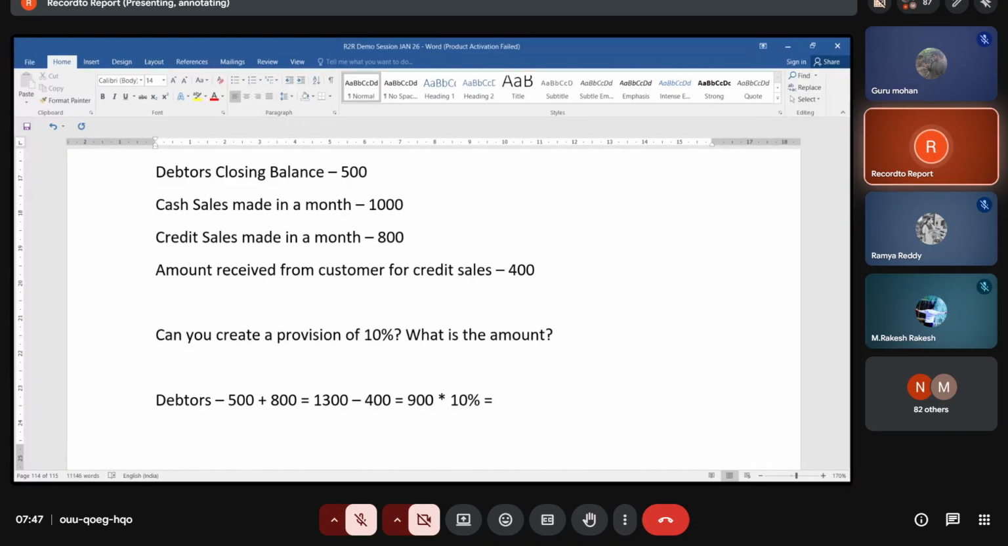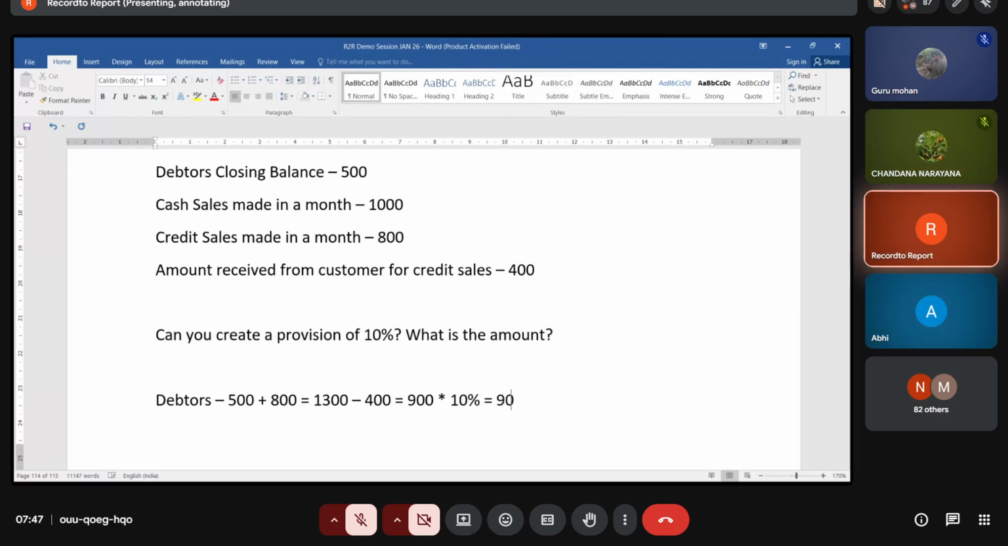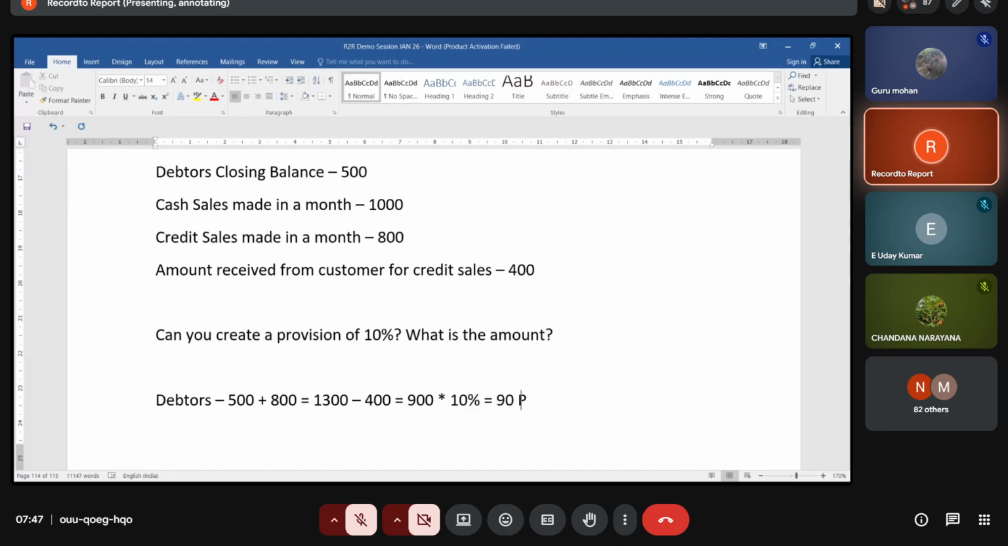So that is 90 rupees. Why is this 10% created? To reduce unexpected losses in the future. So what is the provision? 90 rupees. This is the provision for bad debts. Out of 900, they are reducing 90 and showing only 810 rupees as revenue. The remaining 90 rupees is kept aside to meet uncertain liabilities in the future.